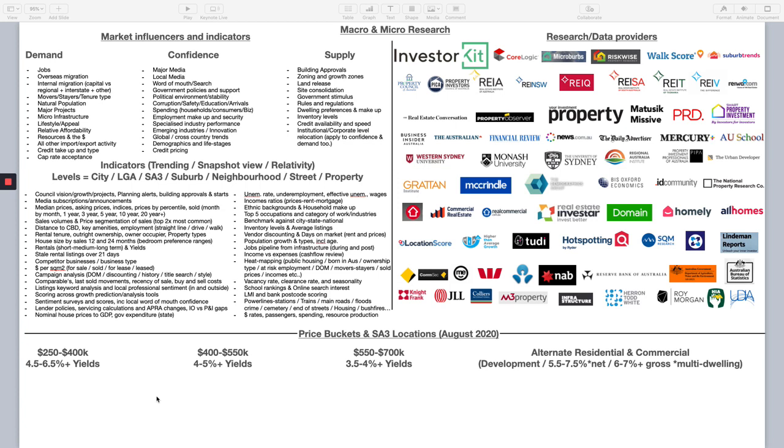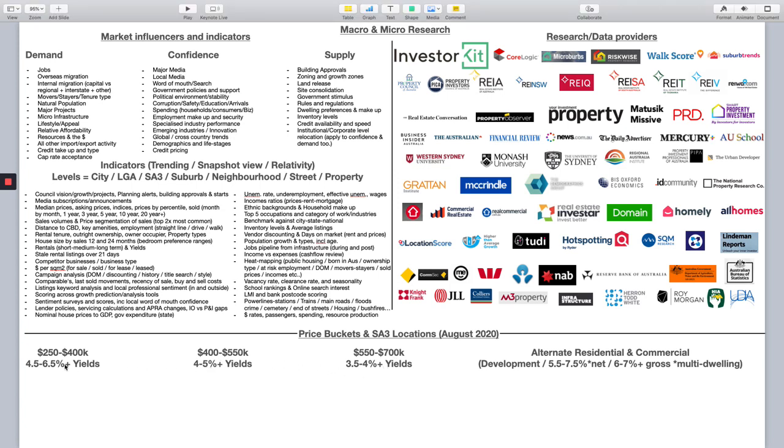Now, I want to start off at the bottom part of the page. This is the price buckets in SA3 locations. Typically you'll see a range of about 150K, which is quite common. And I also want to go through these three ranges in particular.